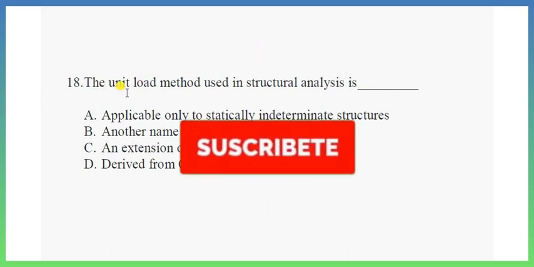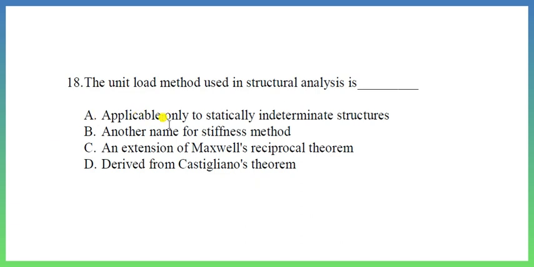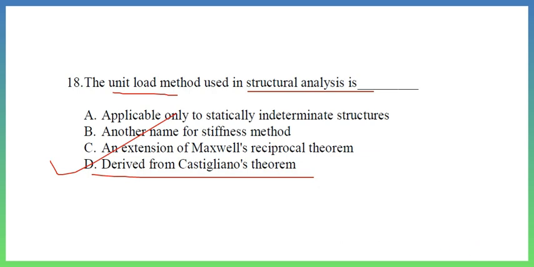Next one, the unit load method used in structural analysis is option A, applicable only to statically indeterminate structure, B, another name for stiffness method, C, an extension of Maxwell reciprocal method, and D, derived from the Castigliano's theorem. So in structural analysis, the unit load method is derived from the Castigliano's theorem. So option D is the correct answer.